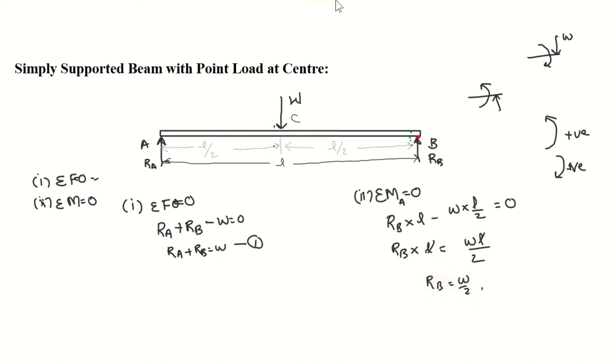So we have the reactions now. RB is W by 2, and RA is W by 2. Let us now try to find the shear forces.